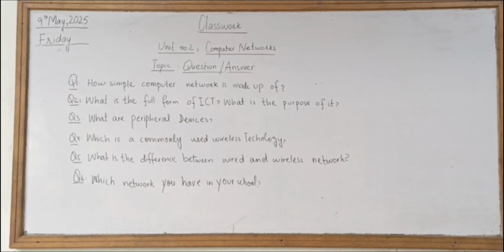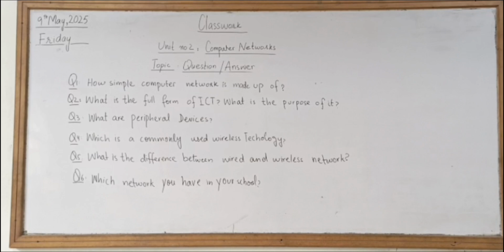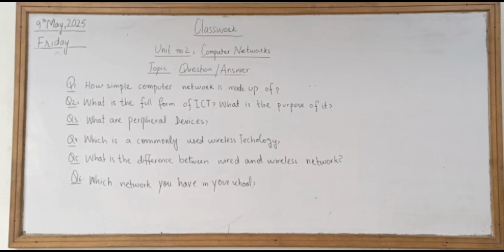And the next one, question number 5, is what is the difference between wired and wireless network. So the major difference between the wired and wireless network, as in their name, the word wired means that the network that is using cables to connect the network devices is a wired network, and the networks that are not using cables while connecting the devices with each other, they are using radio waves, so it is known as a wireless network.